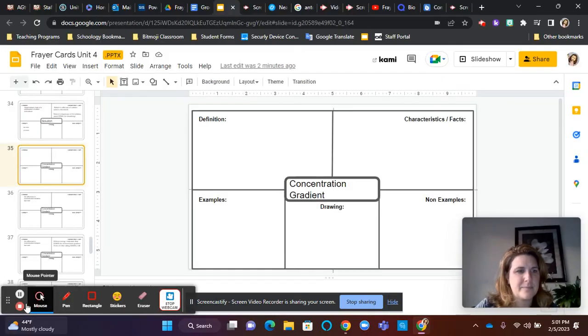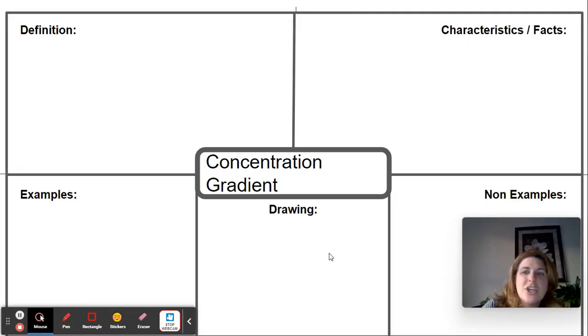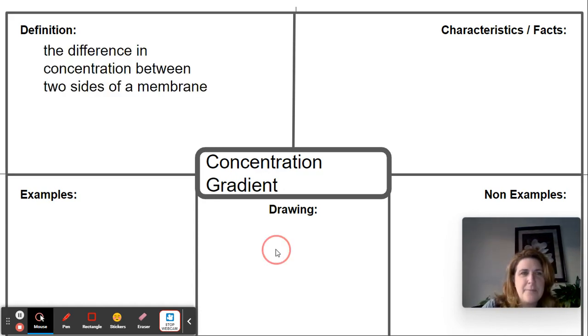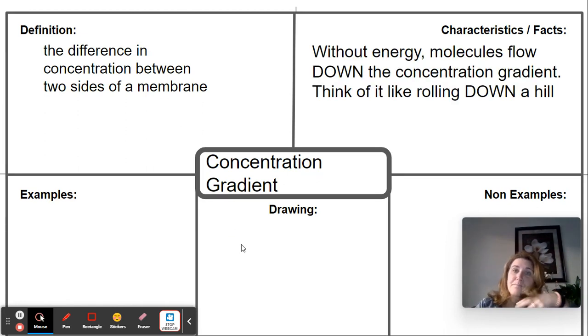So concentration gradient: we talked about the word concentration. Now we're adding the word gradient onto the end. Artists might know the color gradient, like that kind of flow or change of colors. So it's the same idea here. It's the difference in concentration between two sides of a membrane. So it's whatever concentration it is here and whatever concentration it is there. One of those is going to be higher than the other, or they're going to be the same. But that's what we're looking at. The gradient is whatever the difference is.